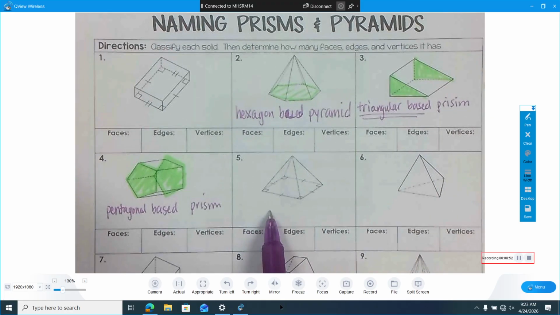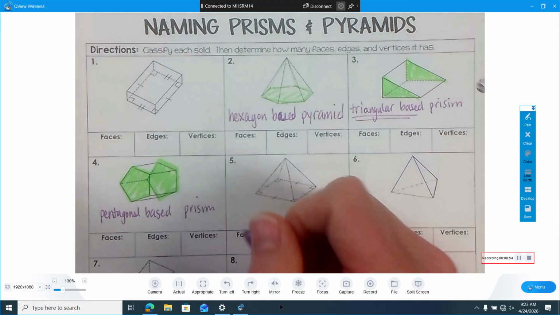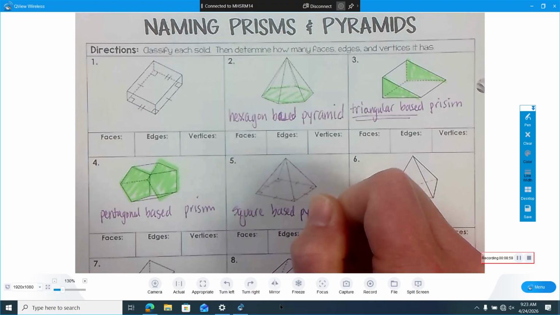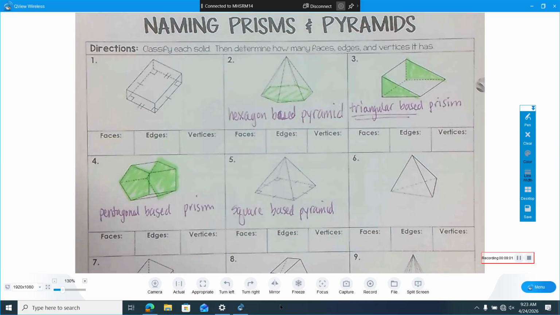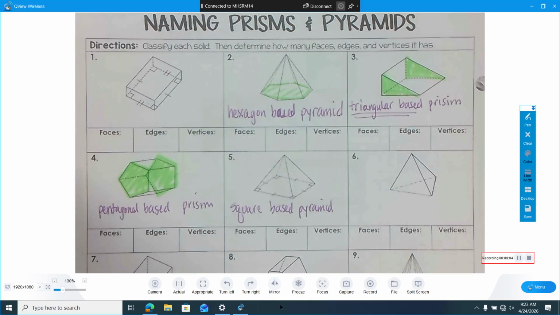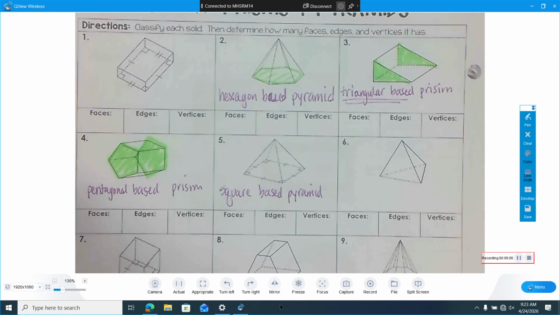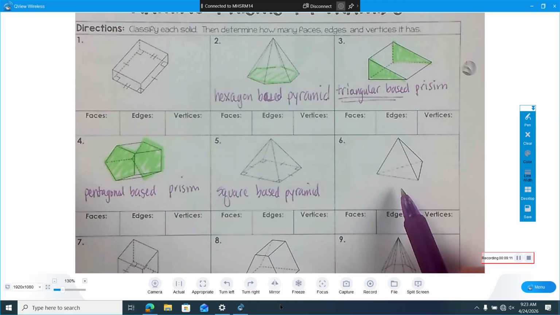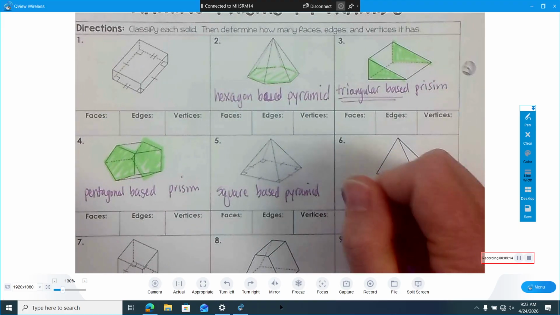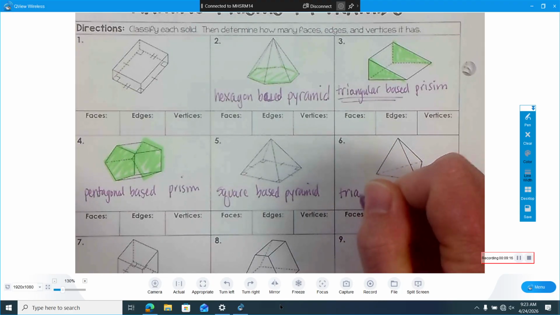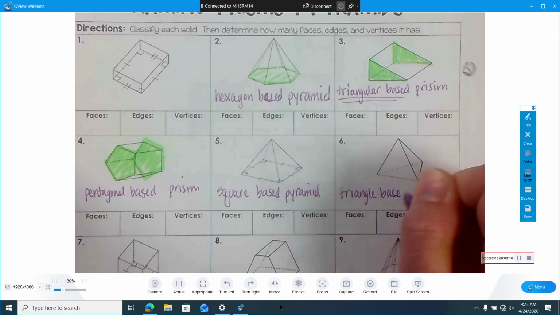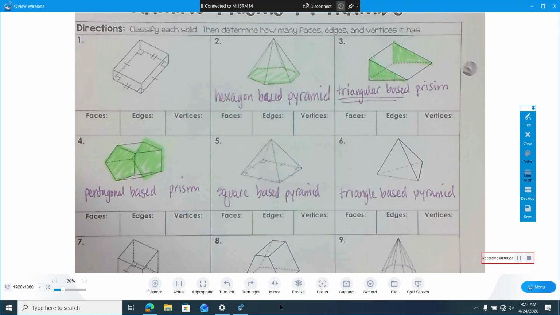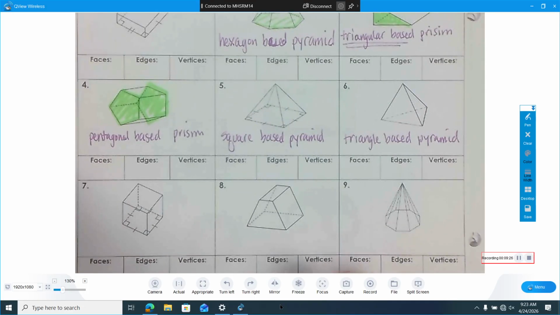What is number 5 called? Square, yeah, square-based pyramid. Excellent. And then what about number 6? What would you call number 6? Triangular-based pyramid. Yeah, triangle-based pyramid. All right. Super. Let's just look at number 8 really fast.